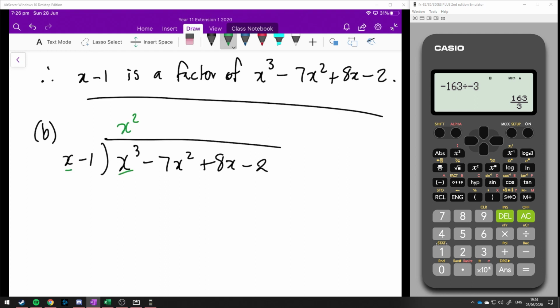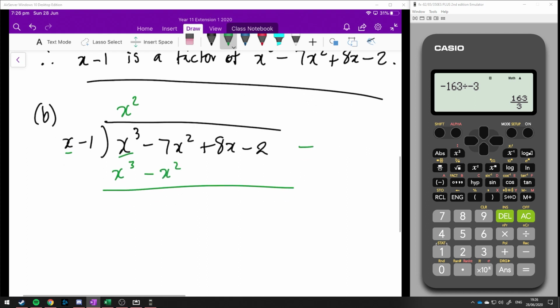x squared, okay? Then we're going to multiply x squared by x to get us x cubed, x squared by negative 1 to get negative x squared, okay? And then we're going to subtract the two. So x cubed minus x cubed is 0, minus 7x squared plus x squared in this case will be minus 6x squared, and the other ones are going to fall down like this.